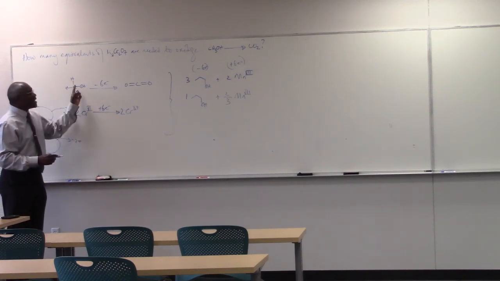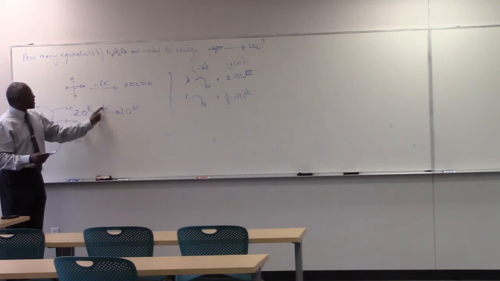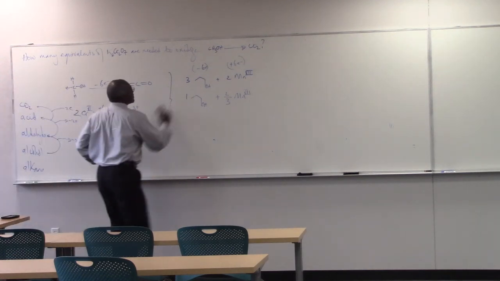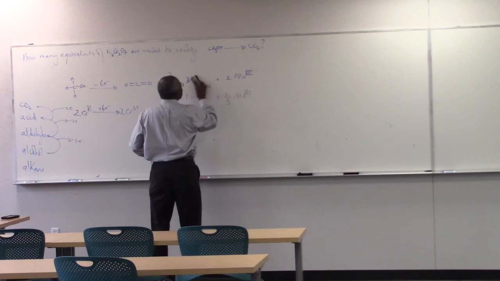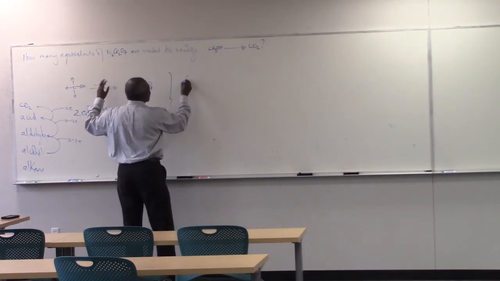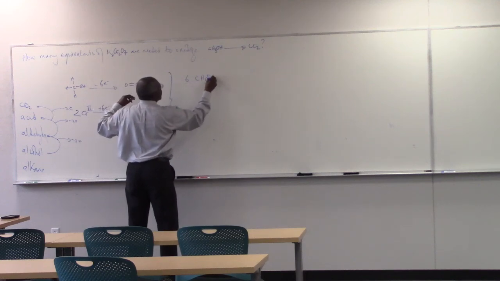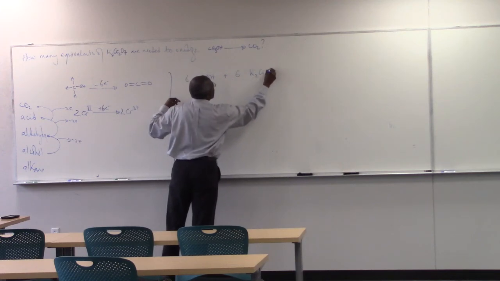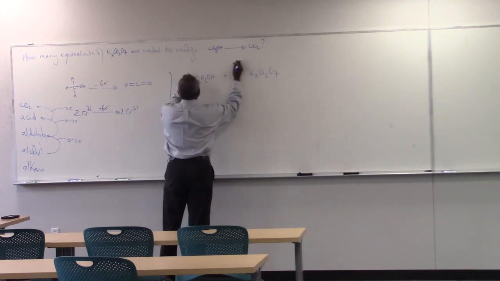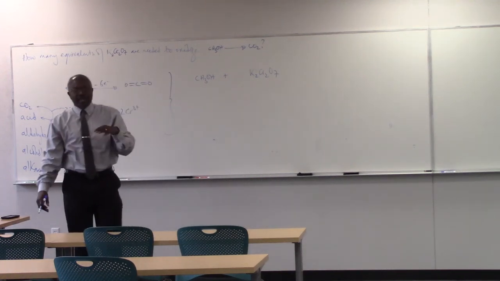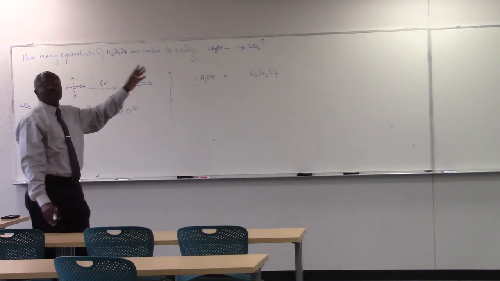So, how many equivalents of this do I need for every one of these? 1. 6 to 6, right? So what this means is that the methanol, so I'm just going to write it, 6 methanols will need 6 Cr2O7s. In other words, 1 needs 1. So I simply need 1 equivalent of potassium dichromate to oxidize methanol to carbon dioxide.